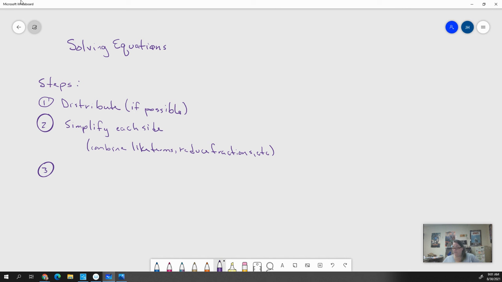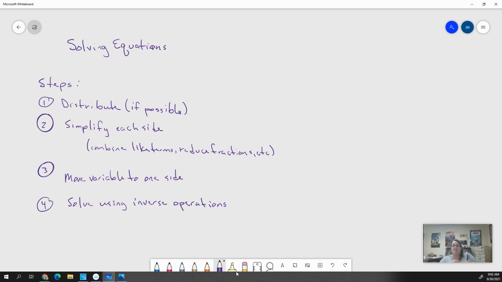Number 3 would be move your variables to one side. I say move the variable you're solving for, because sometimes you'll have more than one. And number 4 would be to solve using inverse operations. Inverse operations, well, let's talk about operations in general.